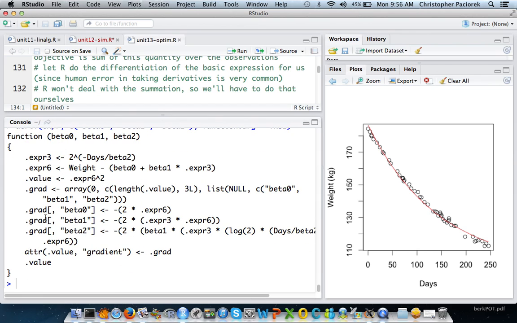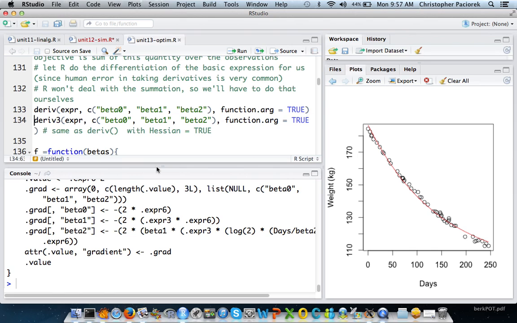What it'll do is give you this long expression where it'll come up with some interim expressions, these .expr3 and 6. And then it'll say, well, the gradient with respect to beta 0 is minus 2 times this interim expression, and the gradient with respect to beta 1 is minus 2 times the 3 and the 6 expressions, and so on and so forth. So it's doing these derivatives piecewise, and then it pieces them back together to get the derivative of the resulting expression.